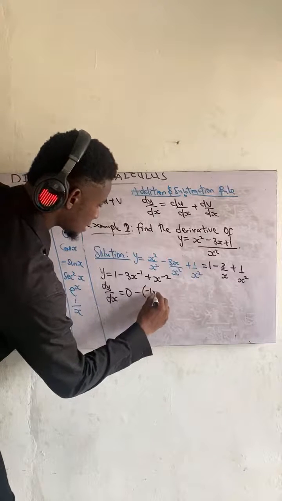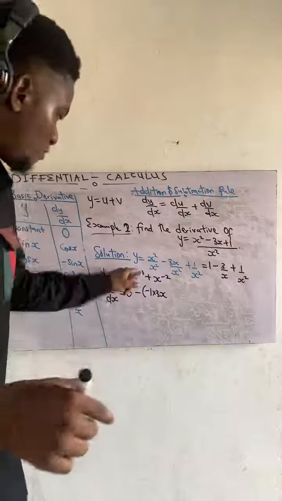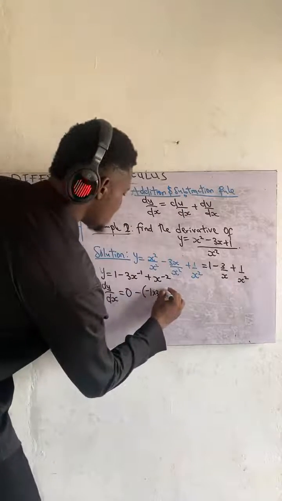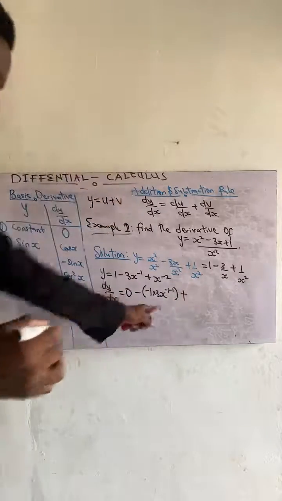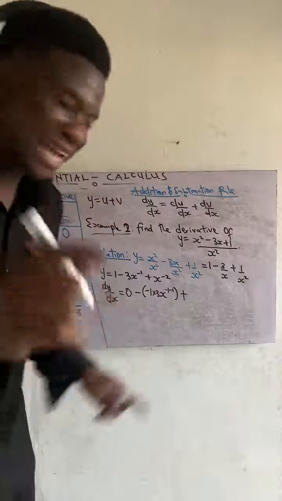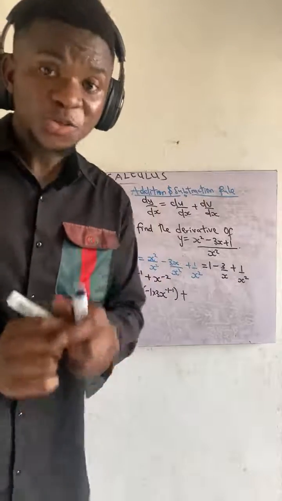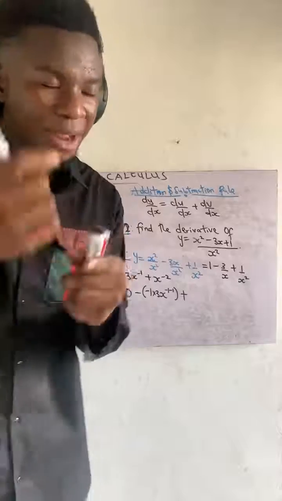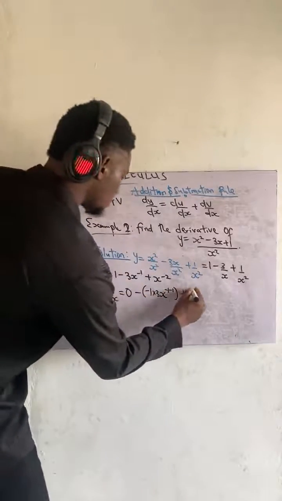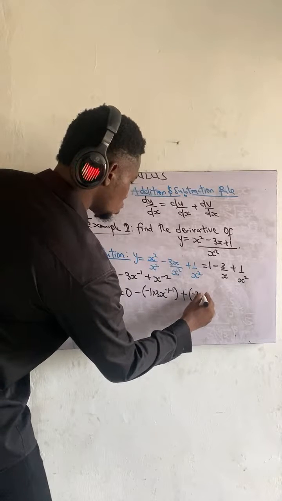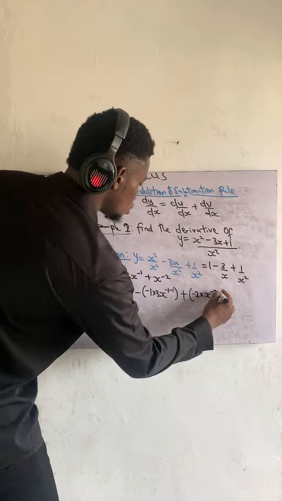Minus 1 times 3x raised to power. Then I'm going to minus 1 from this power. How would that be? Minus 1 minus 1. Plus. Do you get that? The next thing, the same thing I did for this is what I'm going to do for this also. I'm going to use the power to multiply the coefficients, and I am also going to minus 1 from that power. Then this would also be minus 2 times x to the power minus 2 minus 1.